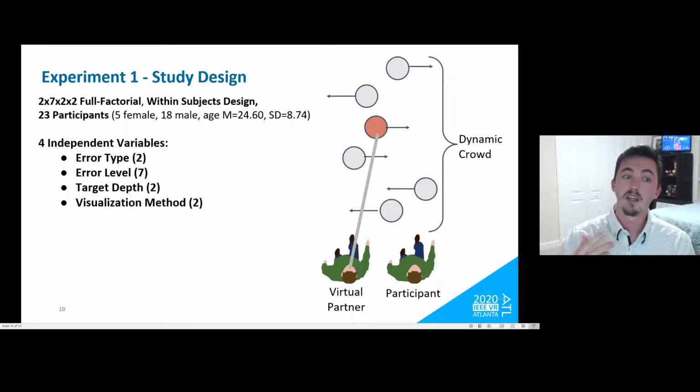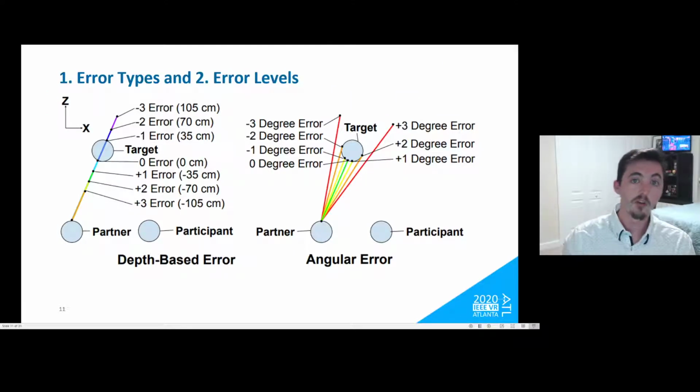We also investigated target depth, so we set the target to be at 2 different distances in the crowd, and we also looked at 2 different visualization methods here. So starting with our first 2 independent variables, we have error type and error level.